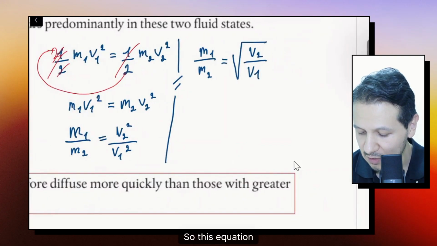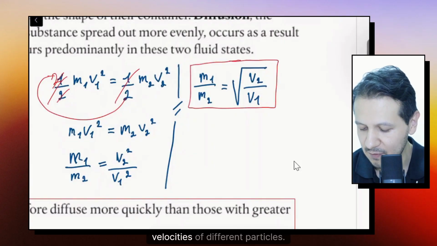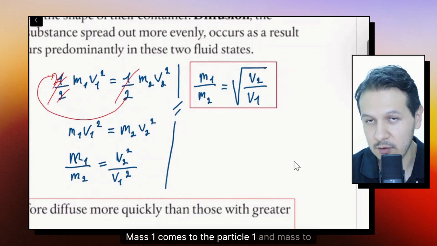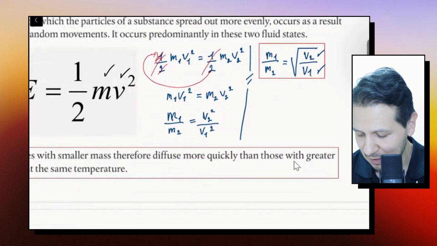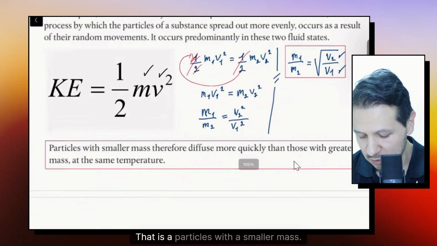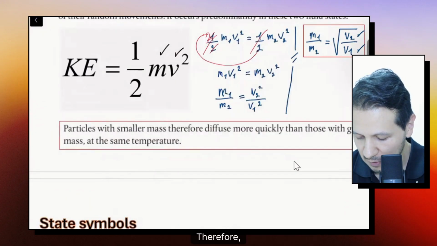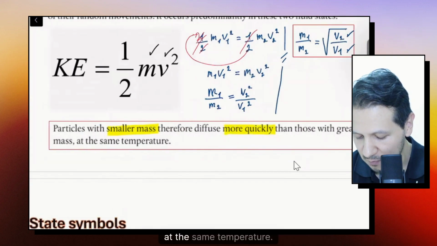So this equation is the one that we use to compare masses and velocities of different particles. Mass 1 corresponds to particle 1 and mass 2 to particle 2. Velocity 2 corresponds to particle 2 and velocity 1 to particle 1. The conclusion is that particles with a smaller mass, and I want to highlight particles with the smaller mass here, therefore diffuse more quickly than those with greater mass at the same temperature.